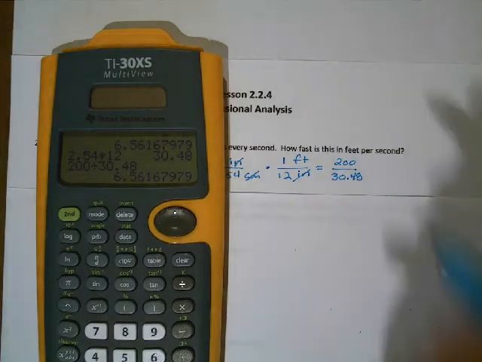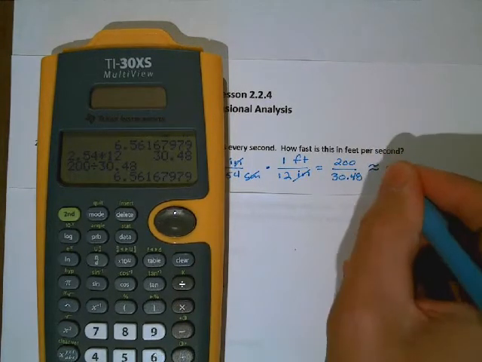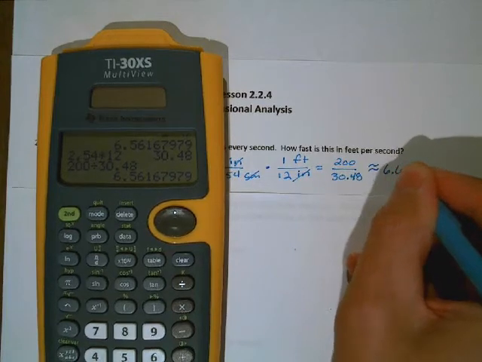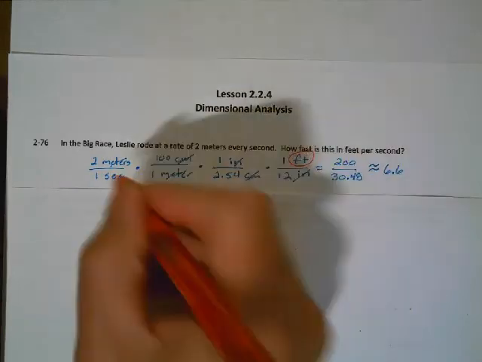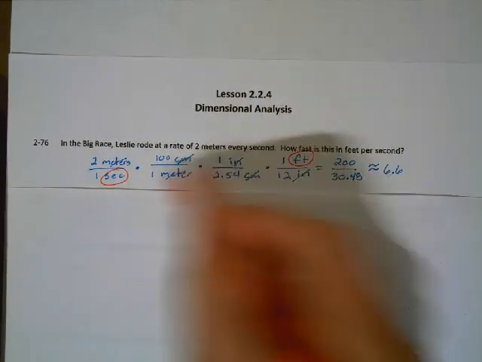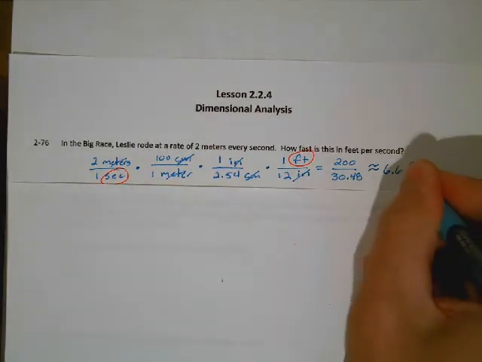So 200 divided by 30.48 comes out to 6.5616. Let's just round it to the nearest tenth. So we'll just call that 6.6. And we know that the units are feet per second. So those are the only two units left. So that's feet per second.